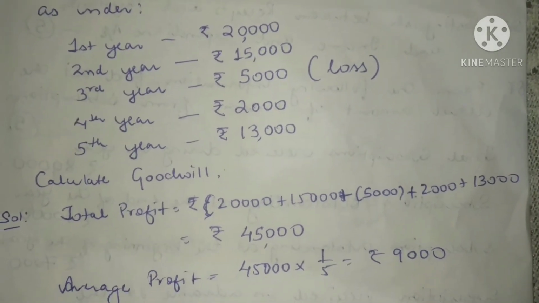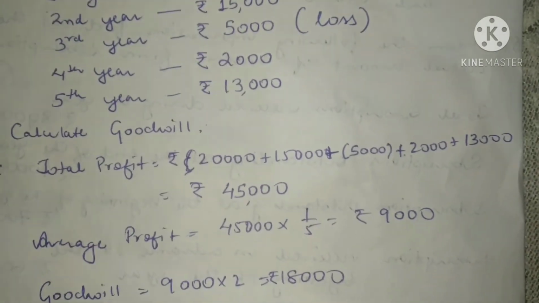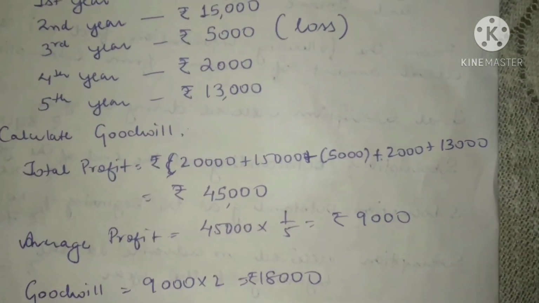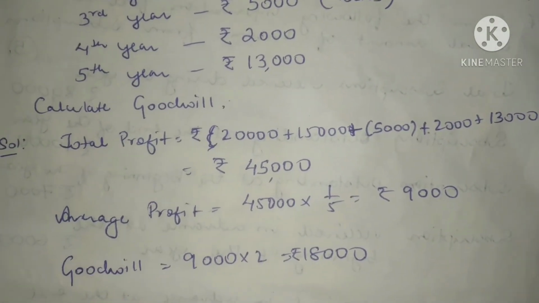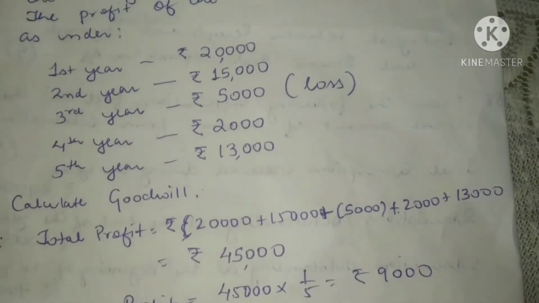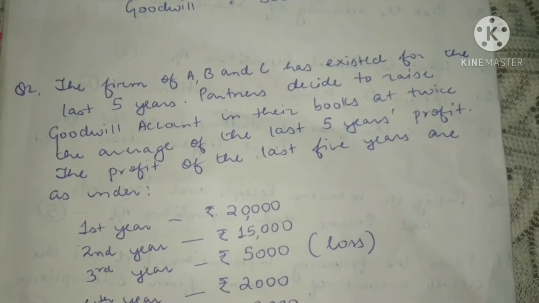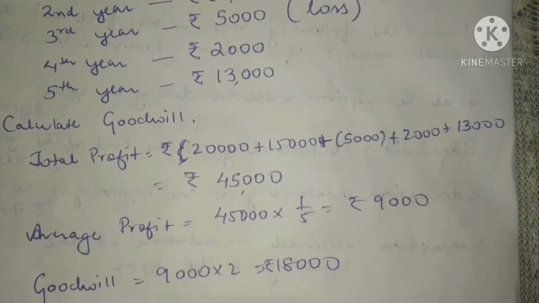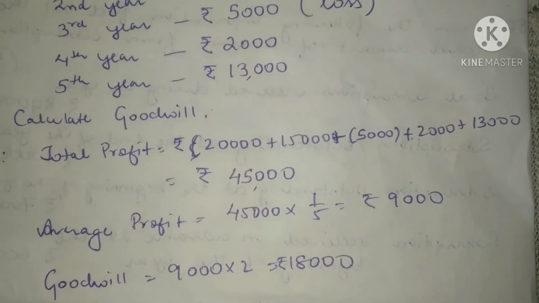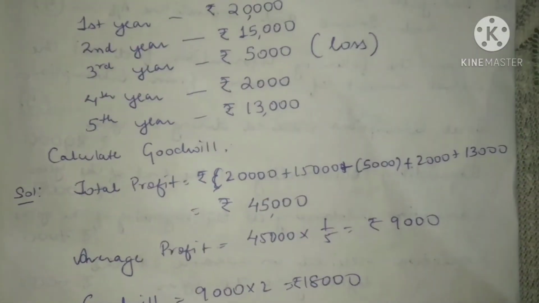So the total profit here becomes 45,000. Average profit in this case will be 45,000 divided by the number of years, that is 5 years. So it becomes 9,000. Goodwill is at twice the average, they have mentioned, right? So average profit 9,000 into 2, that is 18,000 is the valuation of goodwill in this particular question.